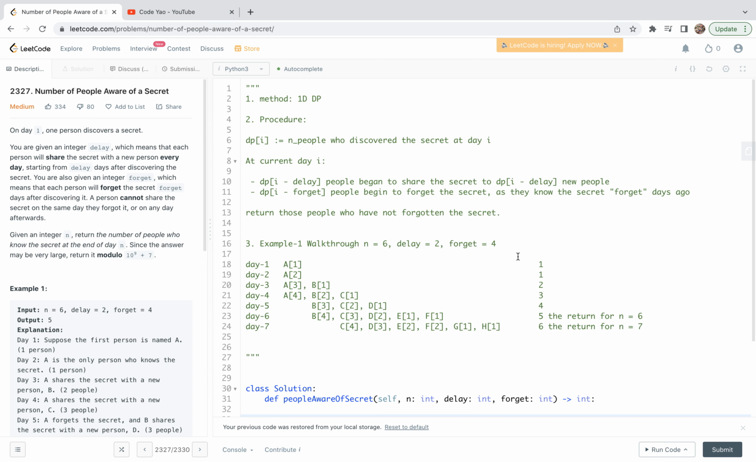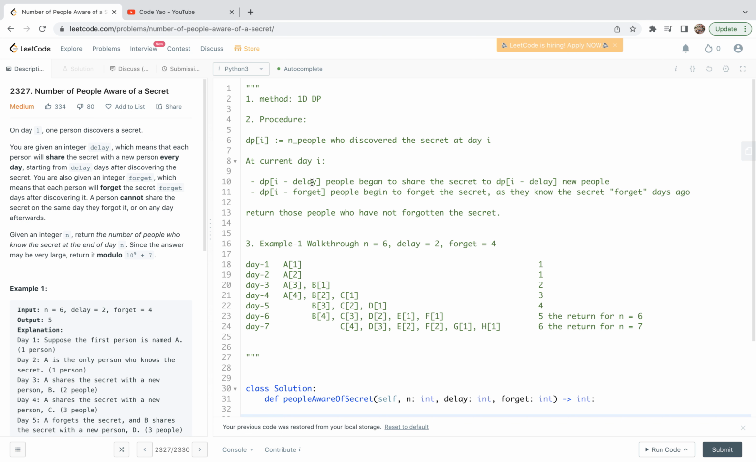Here the method we're going to use is the dynamic programming method. We're going to use a 1D dynamic programming. So the procedure is as follows. Here we use dp[i] to represent the number of people who discovered the secret at day i. So they began to know the secret on day i.